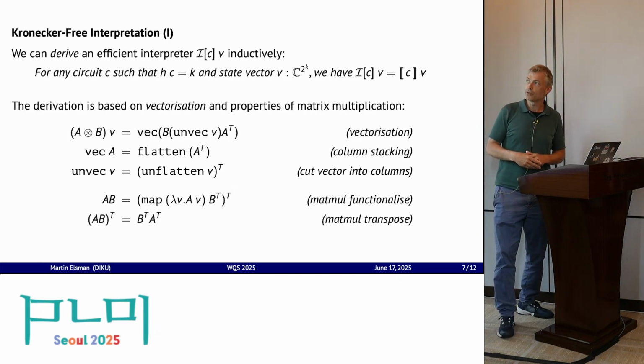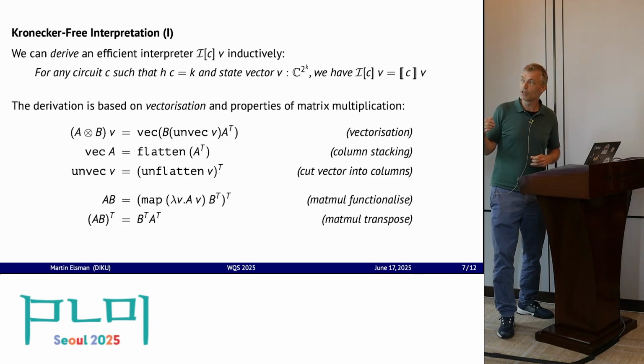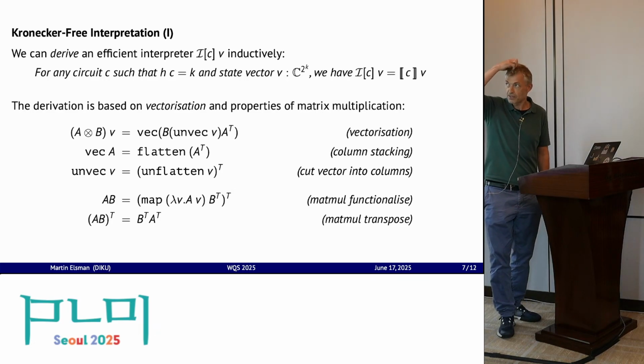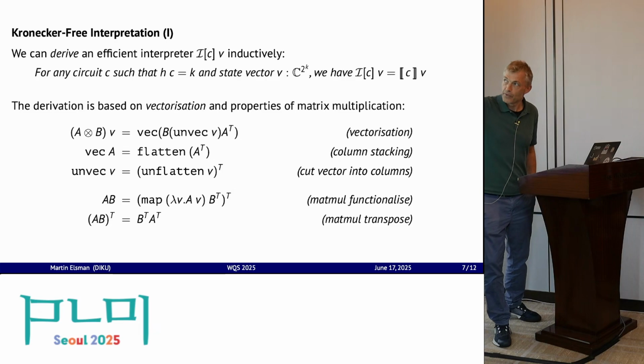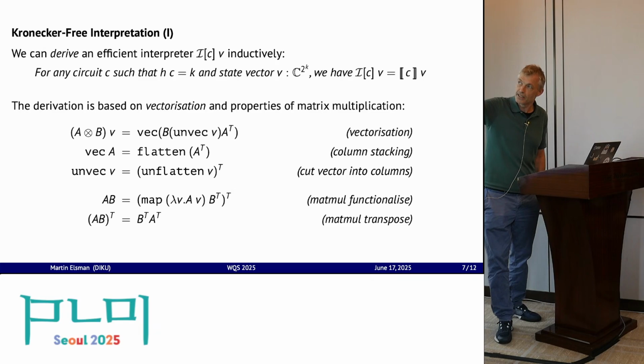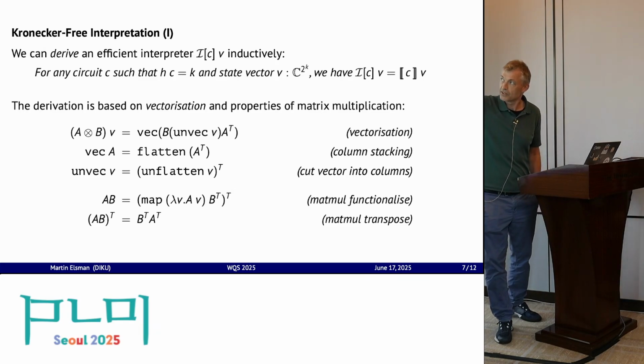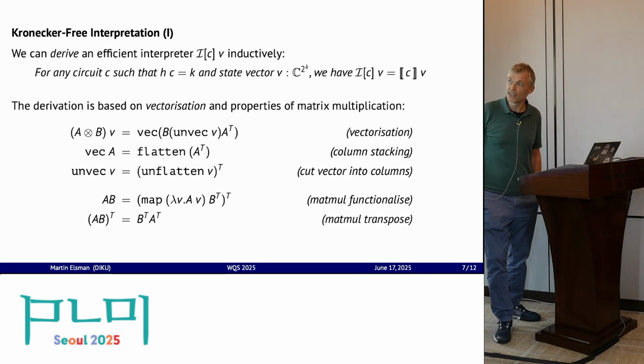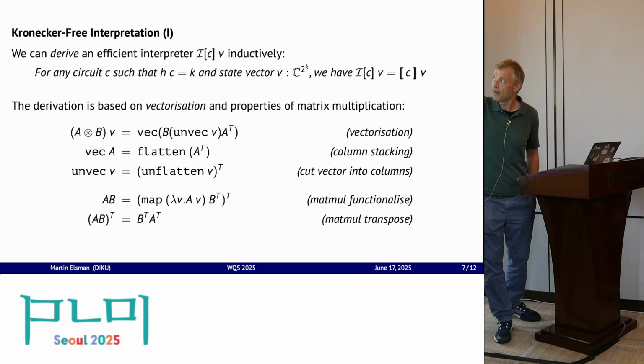We want to be able to write an interpreter, but we want to do it in a formal sense, starting with the property that we want. So for any circuit C such that HC equals K and some particular state vector V, we want the property that the interpreter IC of V should be the same as the semantics of the calculation here, right? So the question is, how can we derive this interpreter?